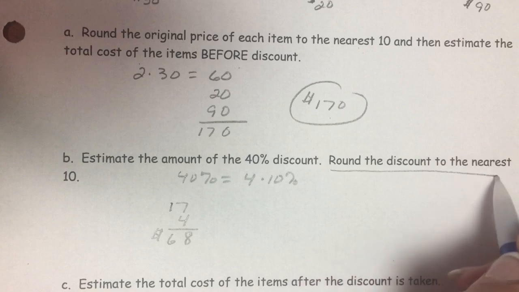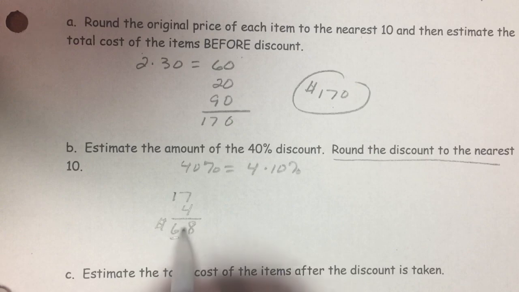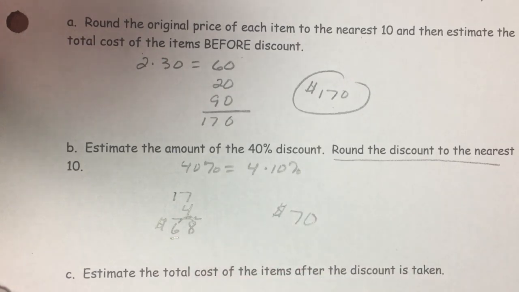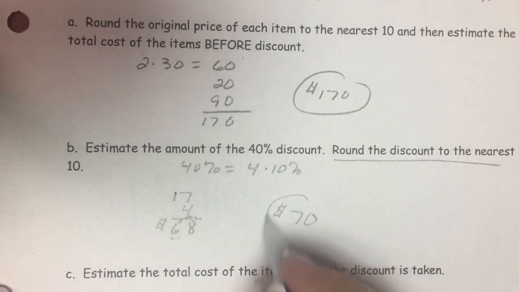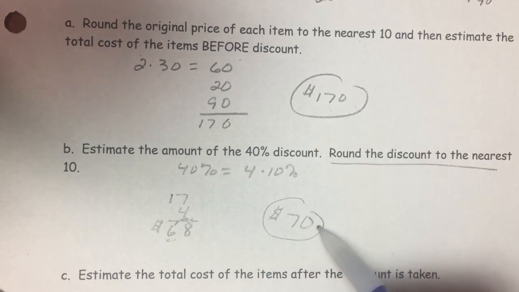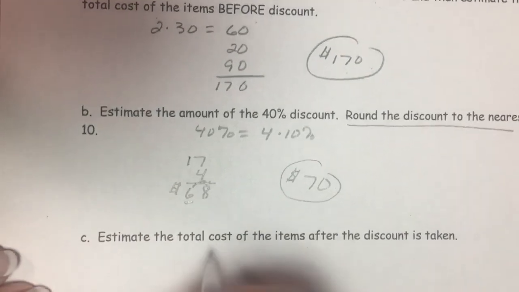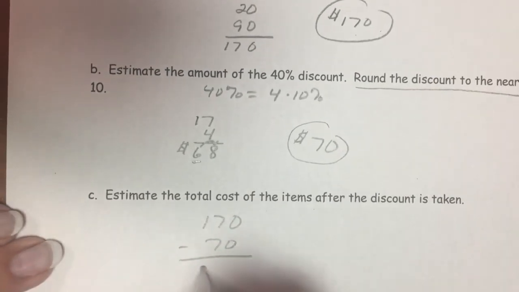Then it says round the discount to the nearest 10. So here's my discount. If I round to the nearest 10, what does the 8 do to the 6? Well, it makes it a 7. So the discount is approximately $70. So again, this is the total cost, rounded, of course, estimated, and this is the discount. Estimate the total cost of the items after the discount is taken. Well, if the original cost was $170 and the discount is $70, then the total cost is going to be about $100.